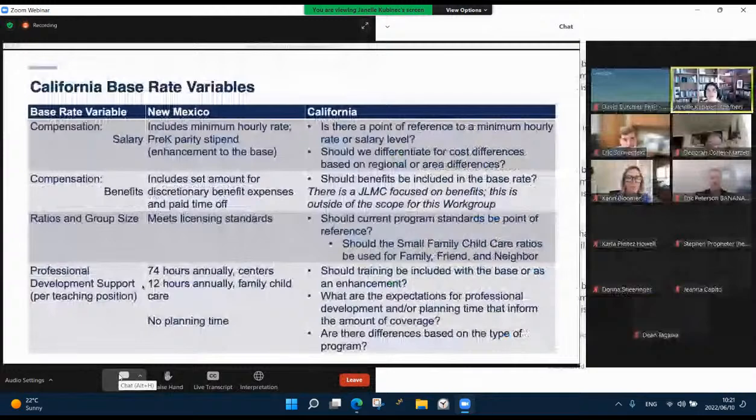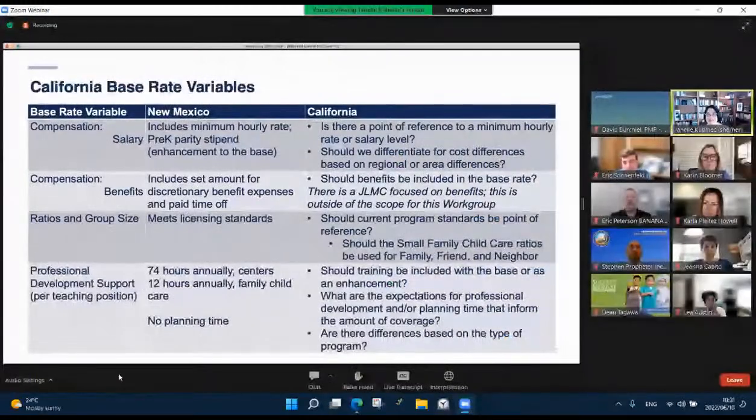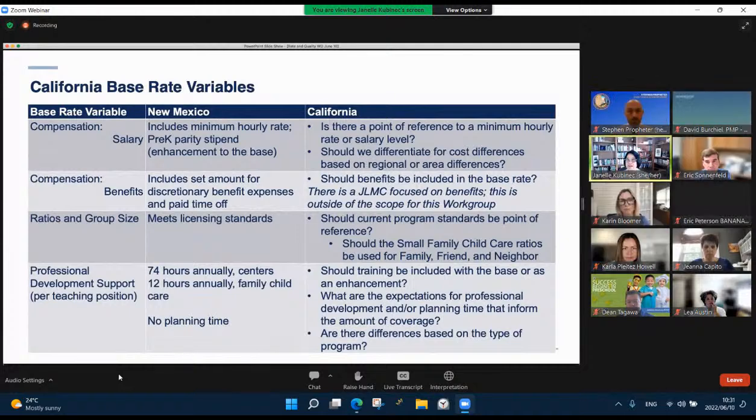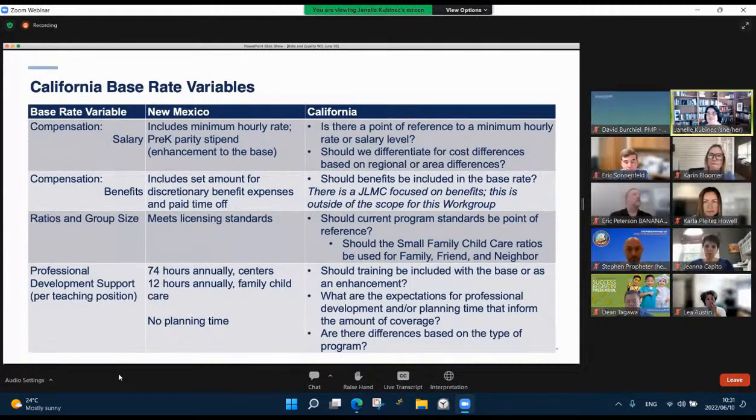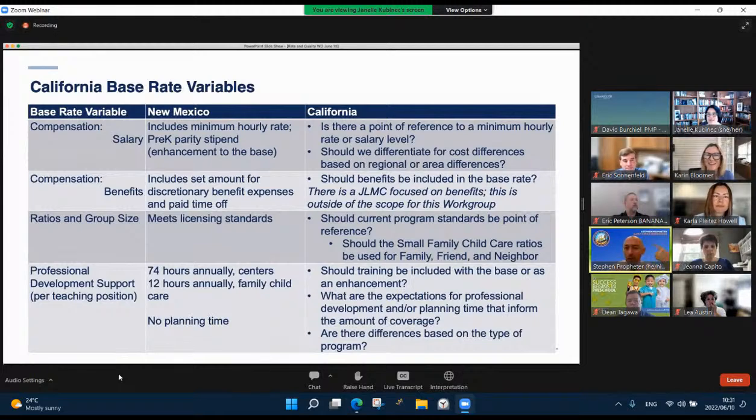Okay, good point. So let me take what I think is an easier piece here. Does anyone feel that there should not be differentiation by some regional or area factor in the rate? And if so, could you help us understand why a statewide rate would be the approach? Stephen, did I see your hand or did you lower it? I did after I reheard the question in my head.